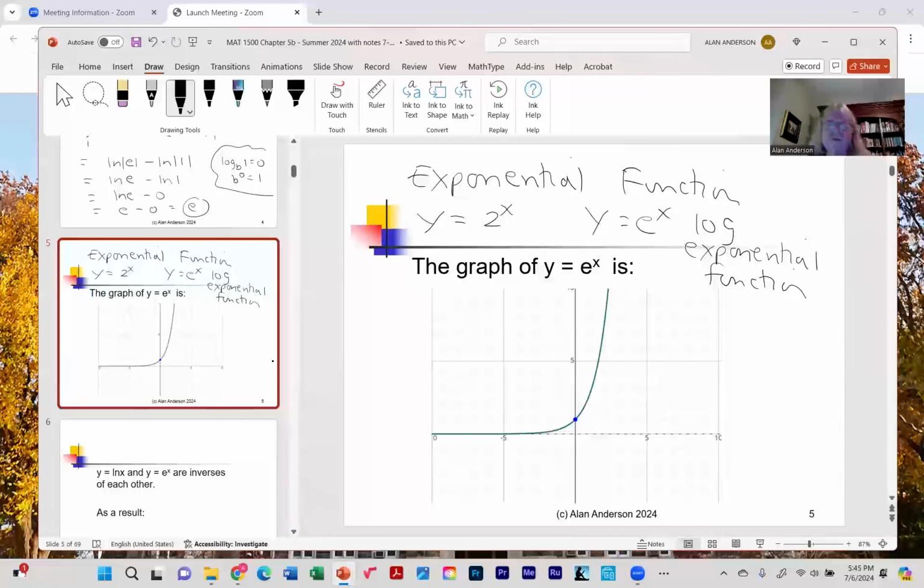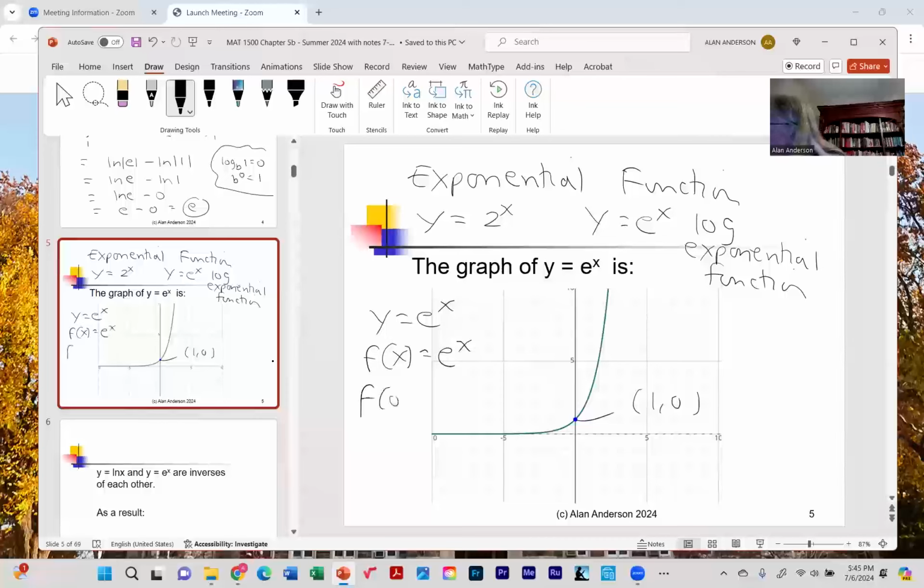Now, if you notice, it crosses the vertical axis at the point (0, 1), because when x equals 0, we end up with 1. And then after that, it just goes through the roof. Basically, it grows very, very quickly.